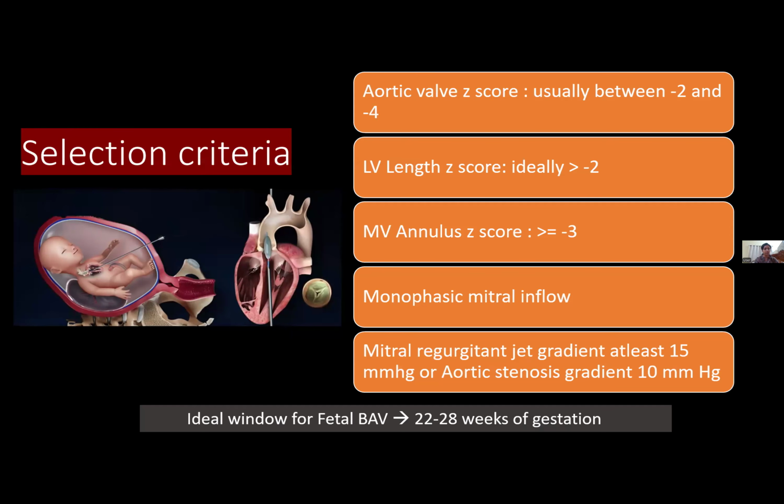Not all fetuses with critical aortic stenosis are candidates for fetal intervention. The ideal candidate is severe aortic stenosis with an evolving hypoplastic left heart syndrome, where left ventricular growth and function are still potentially salvageable. The selection is based on the combination of anatomic and hemodynamic criteria. It includes aortic valve Z-score between -2 and -4, the LV length Z-score more than -2, mitral valve annulus Z-score of more than or equal to -3, monophasic mitral inflow, mitral regurgitant jet gradient of at least 15 mm mercury, or aortic stenosis gradient of at least 10 mm mercury. The ideal window to perform is between 22 to 28 weeks of gestation.